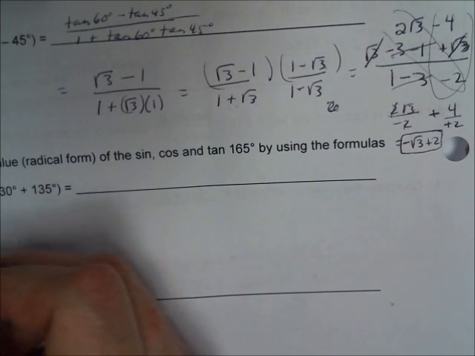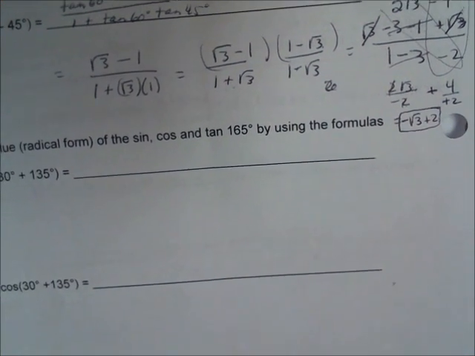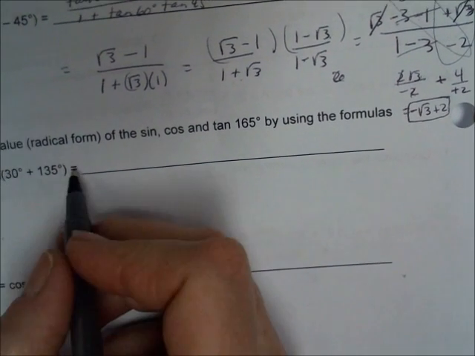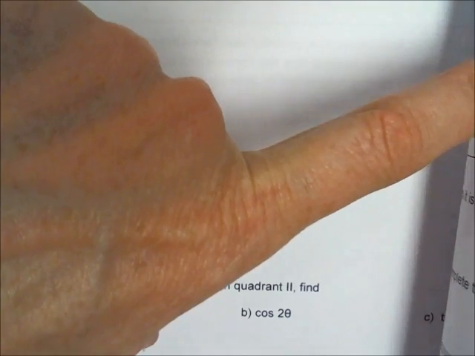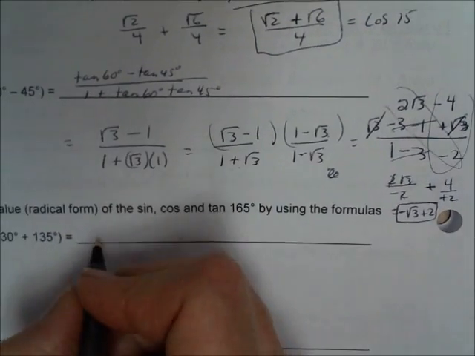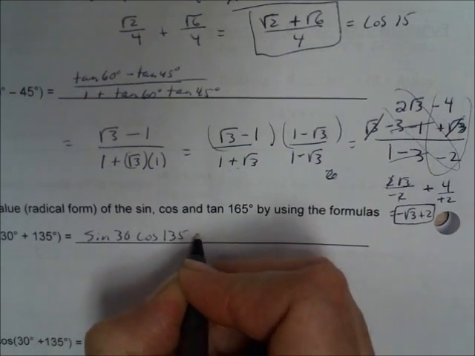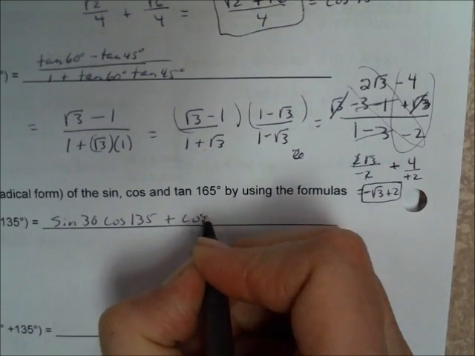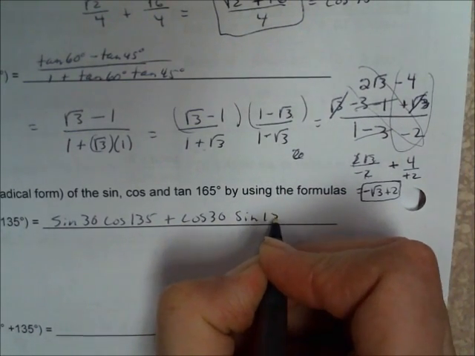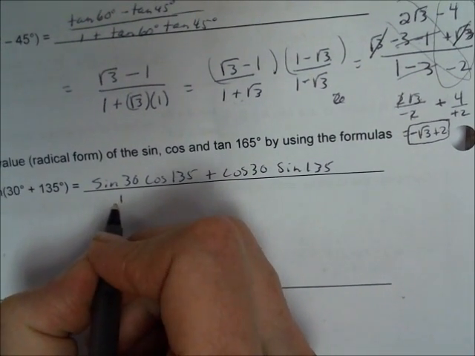Now what we're going to do is find the sine, cosine, and tangent of 165 degrees by using the formulas. So we'll go through this a little more quickly because we can just look at these formulas: sine A cosine B, sine 30 cosine 135, plus cosine A sine 135. Now the sine of 30 is a half.